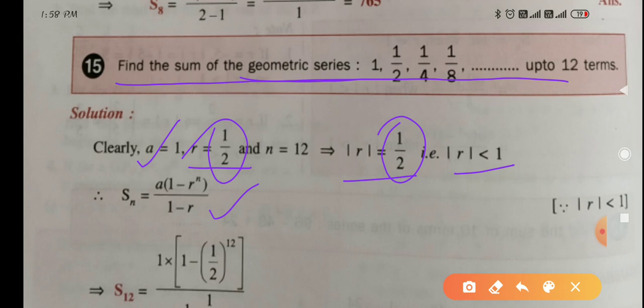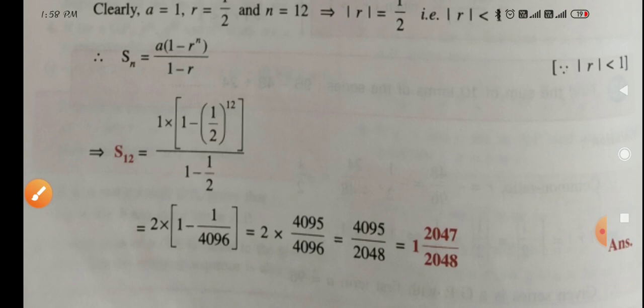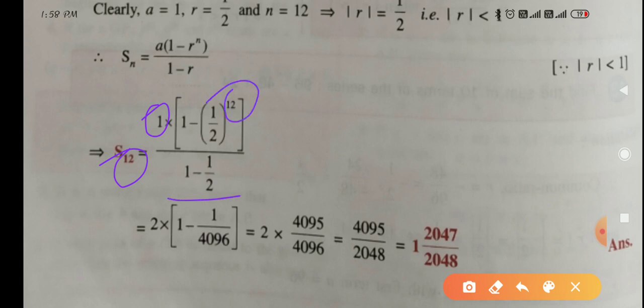In this formula, you can put the value of A, R, and N. N is 12 because the sum of 12 terms you have to find. So S12 equals 1 into 1 minus 1 upon 2 to the power 12 upon 1 minus 1 upon 2. Now when you simplify 1 minus 1 upon 2 in the denominator, it will become 1 upon 2, and in numerator it will become 2. And 1 minus 1 upon 2 to the power 12.